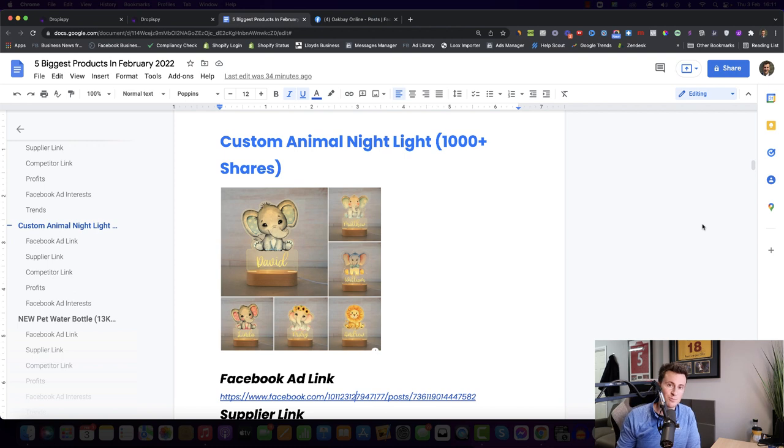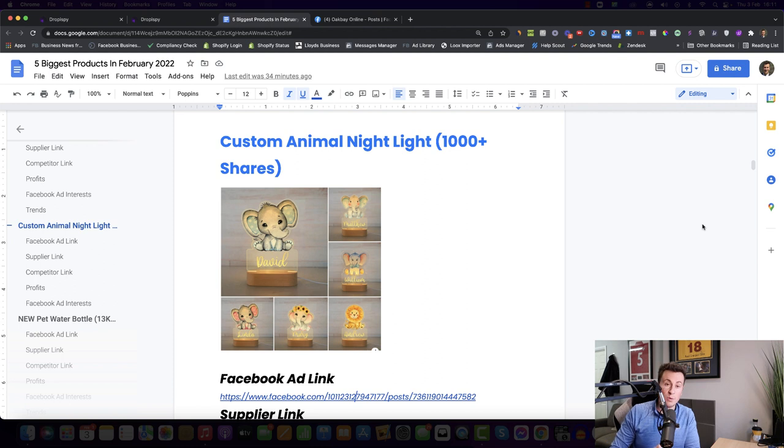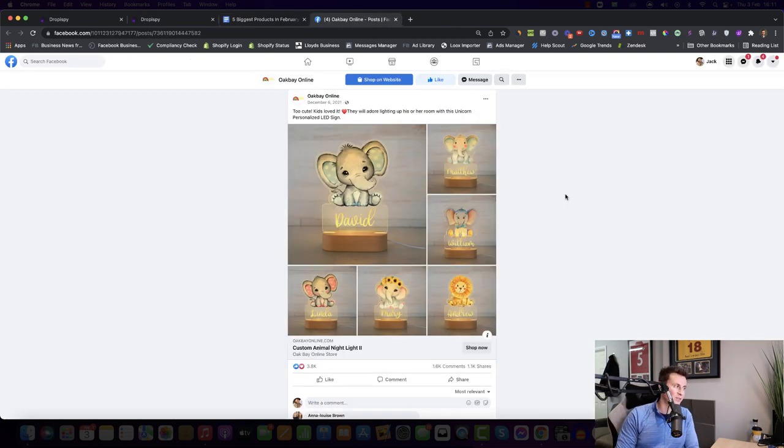The next reason why I love this product is because it suits the perfect demographic on Facebook. Facebook's average demographic is getting older and older, and the older people get, the more likely they are to, number one, have kids of their own, or number two, become grandparents and have a grandchild, or even a daughter, in which case they would think of them the second they see this product. And so with that being said, let's take a look at the Facebook ad.